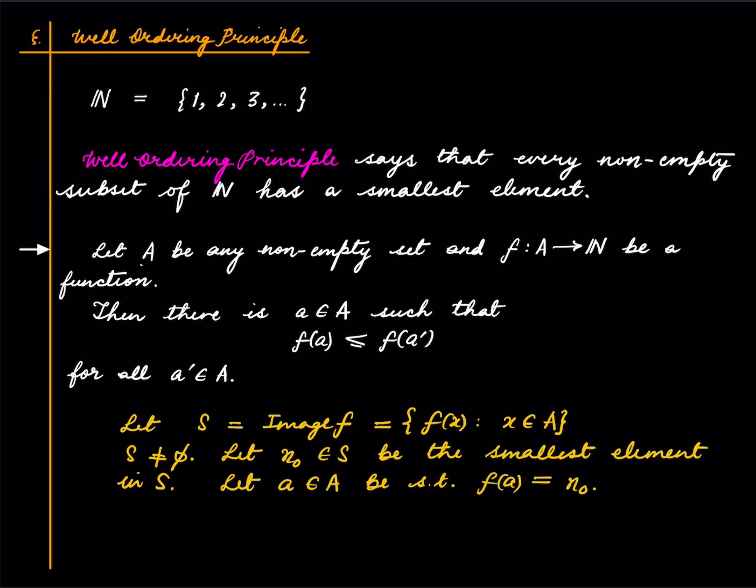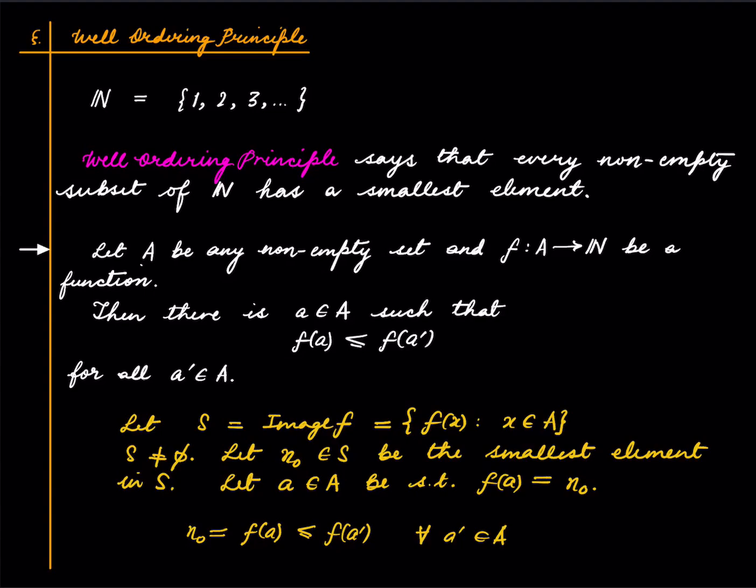Why does such an a exist? Because n naught is a member of S, and S is precisely those points which can be achieved as images of elements in A. So, of course, there exists such a little a. I'm not trying to say that this is unique or any such thing. There could be multiple such things, but we just pick one. And now it's clear that we should have f of a less than or equal to f of a prime for all a prime in capital A. That's simply because f of a is n naught, which is the smallest possible thing in S, and f of a prime is also in S. So we trivially have this, and there's nothing very deep going on here.